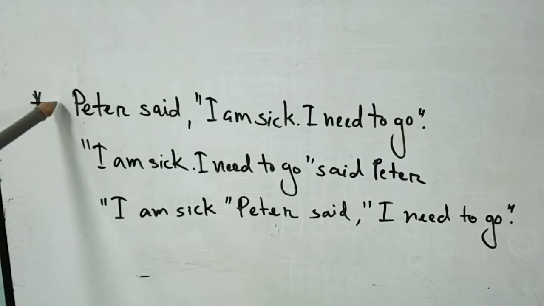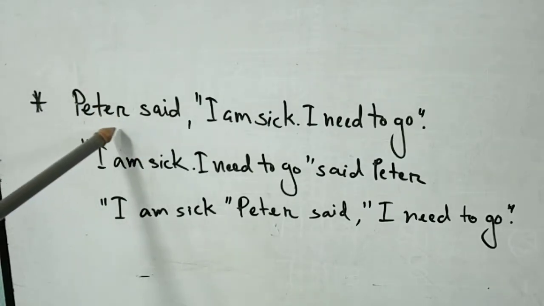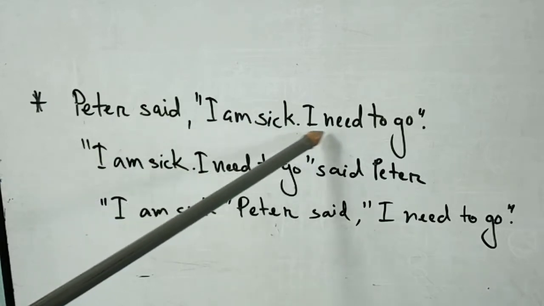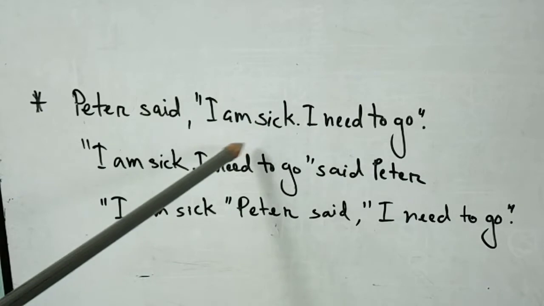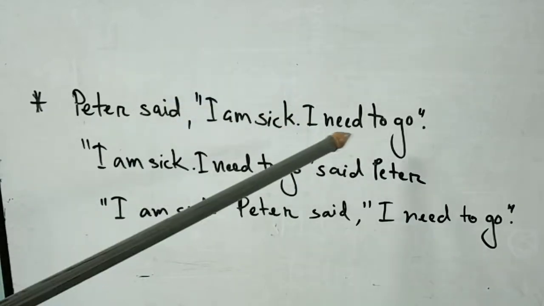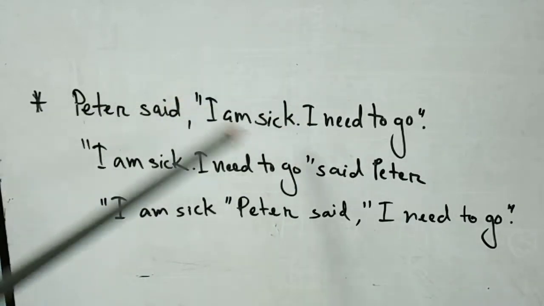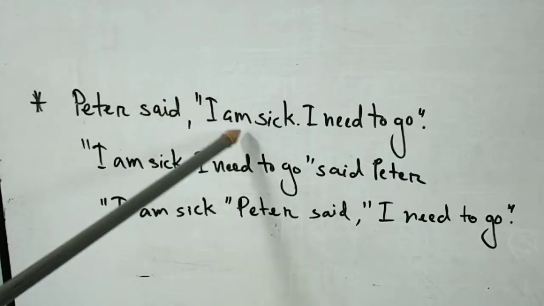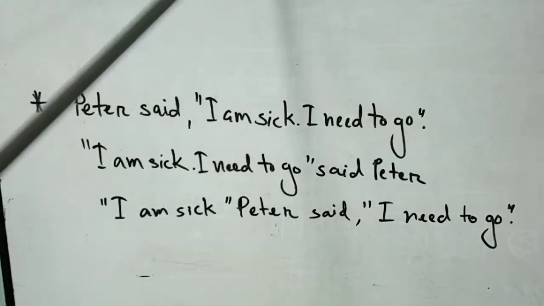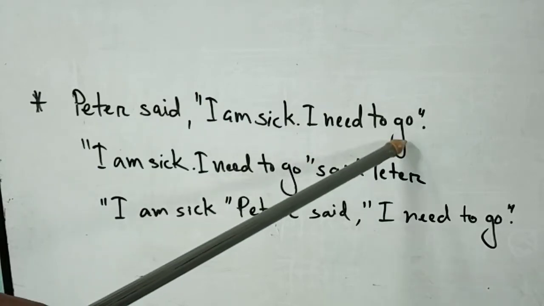Okay. When changing direct speech to indirect, sometimes you find something like this. Like Peter said, I am sick, I need to go. Here Peter, the same person, is talking about two things, like he's speaking two sentences. In this case, what we do is we would say it like Peter said that he was sick and added that he needed to go.